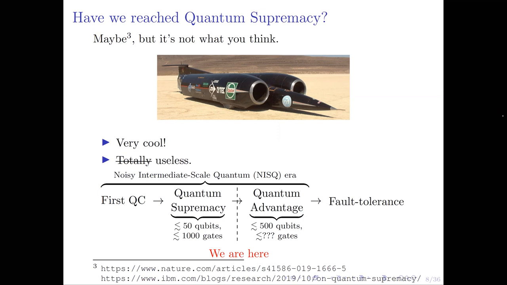And we are right here these days. And the last step, which I show here, is fault tolerance. This is the situation in which you're running algorithms with thousands of qubits and maybe hundreds of thousands of gates. And to run such long circuits on a quantum computer, you need to use something that's called error correcting codes, which is using multiple physical qubits to encode one logical qubit.